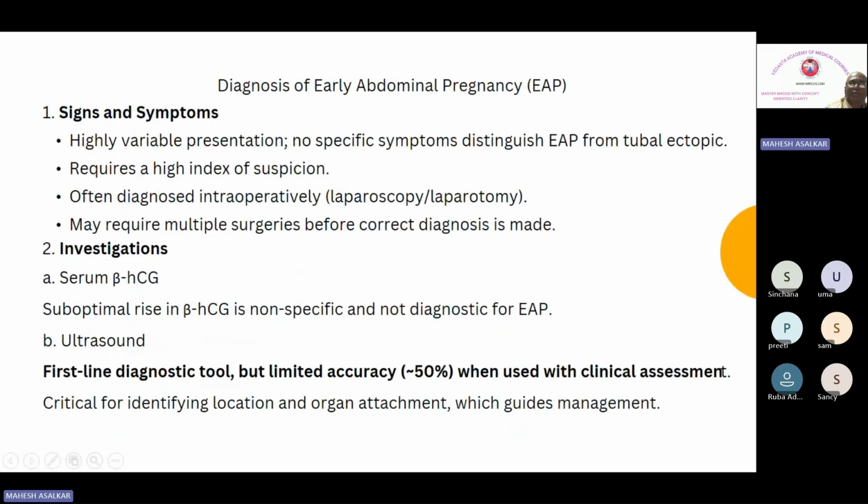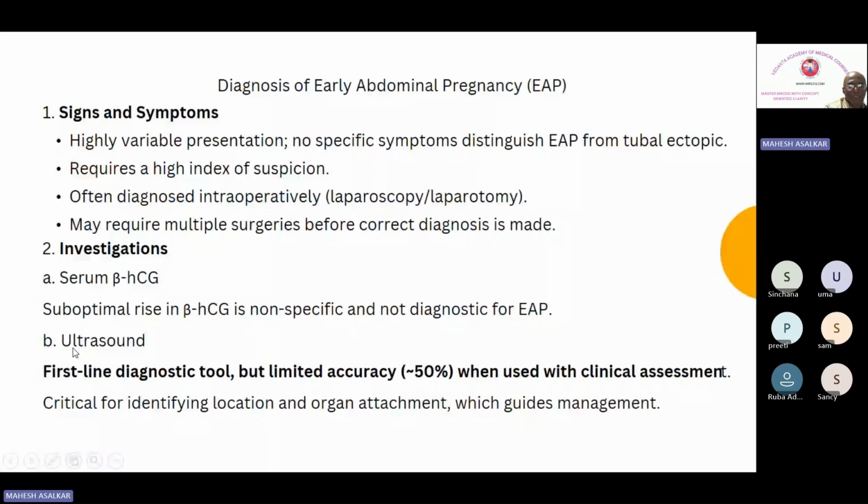Now coming to the diagnosis of early abdominal pregnancy. Signs and symptoms: highly variable presentation, with no specific symptoms to distinguish early abdominal from tubal ectopic. It requires a high index of suspicion, is often diagnosed intraoperatively at laparoscopy or laparotomy, and may require multiple surgeries before the correct diagnosis is made. Then investigations: serum beta hCG, a suboptimal rise is non-specific and not diagnostic of ectopic. Beta hCG generally may not help in abdominal ectopic.